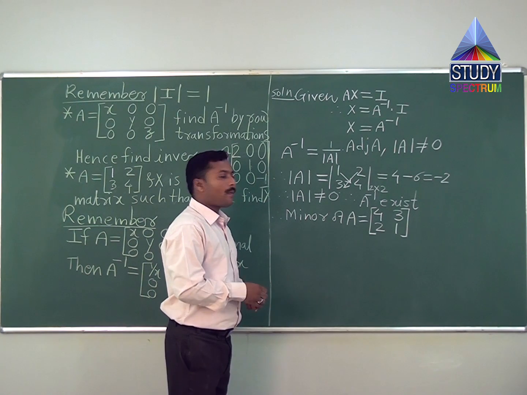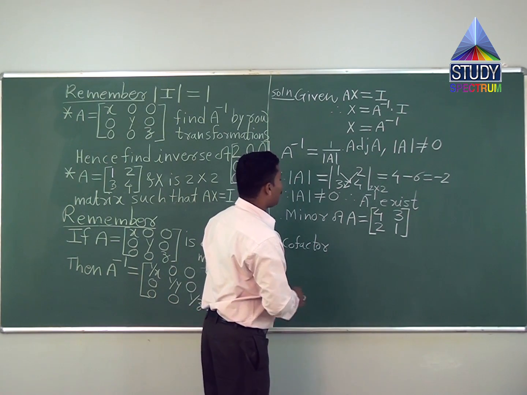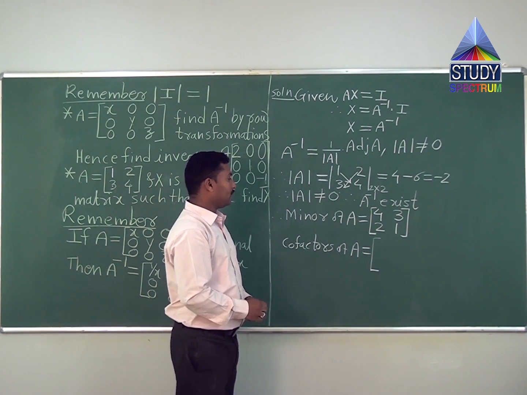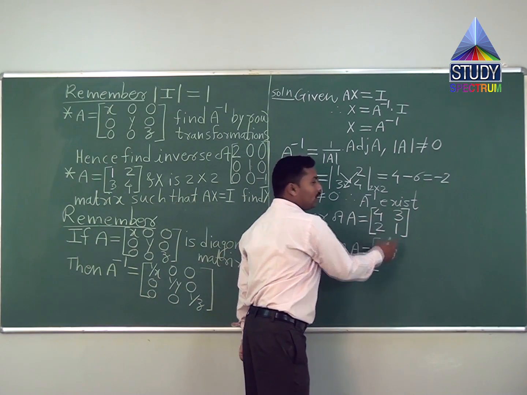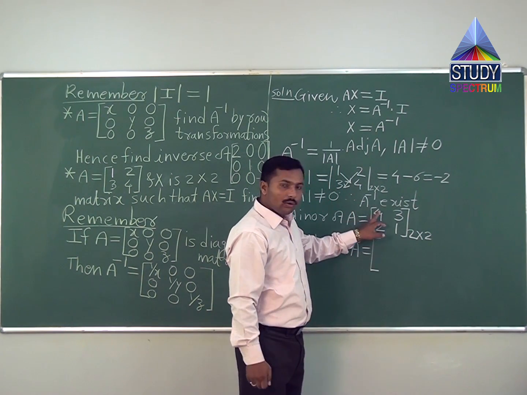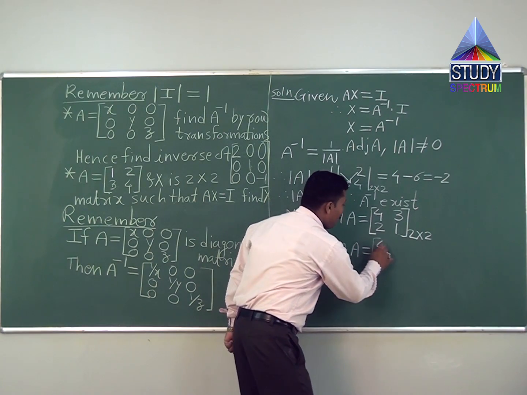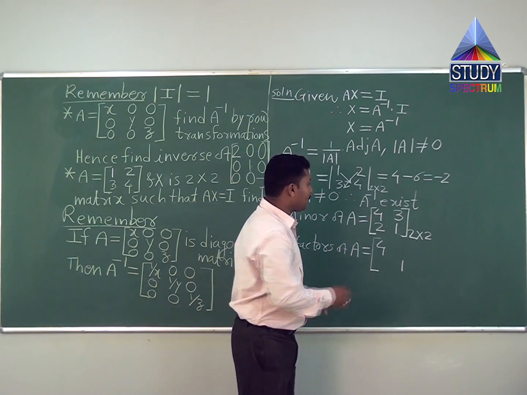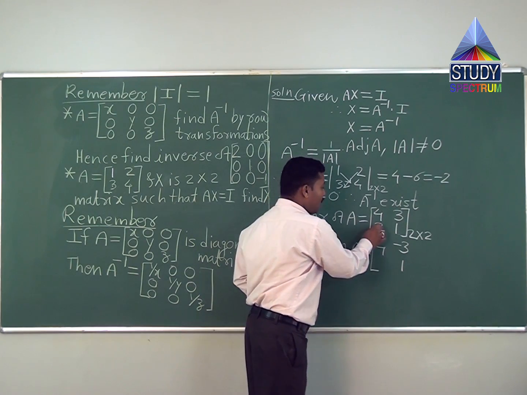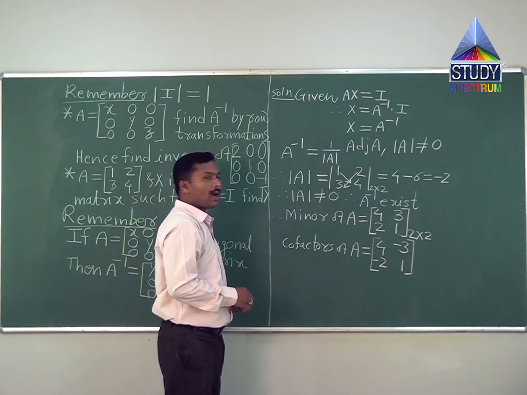Now we want to find the cofactor matrix. What are the cofactors of A? Here we have 4, 3, 2, 1, and this is a 2 by 2 matrix. The idea is that the diagonal numbers have no change, only the others change by sign. 4 and 1 stay as they are; here is a plus 3, so we take minus 3. Here is a plus 2, so we take minus 2. So this is the cofactor matrix of the given matrix A.